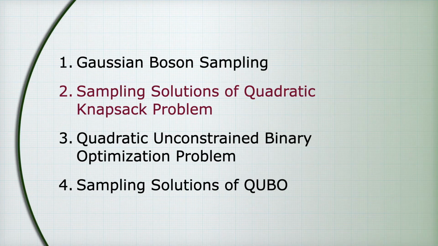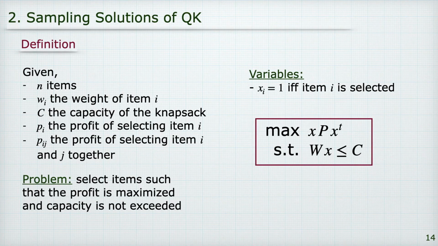Our first use case is the quadratic knapsack problem, because it is a simple problem to state with very easy constraints, and I think it suits well the use of GBS. The quadratic knapsack problem consists in selecting a subset of items among n items and putting them in a knapsack. Each item i has a weight Wi, and the knapsack has a capacity C. Each item has a profit Pi, and also each pair of items ij has a profit Pij, which is what makes it different from the standard knapsack problem.